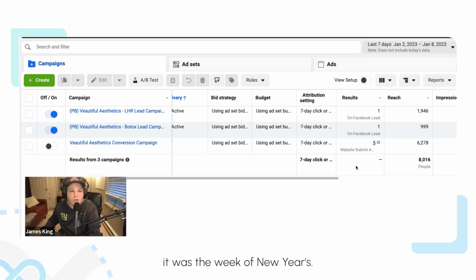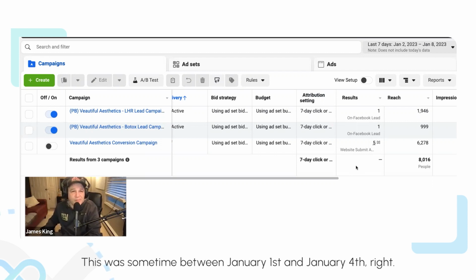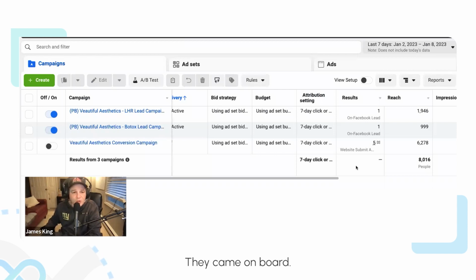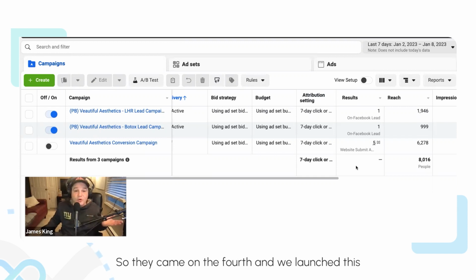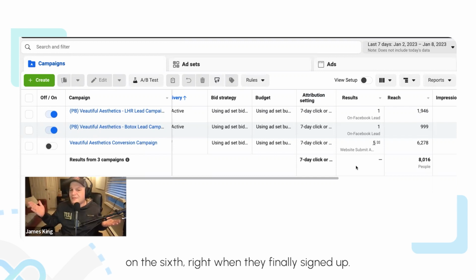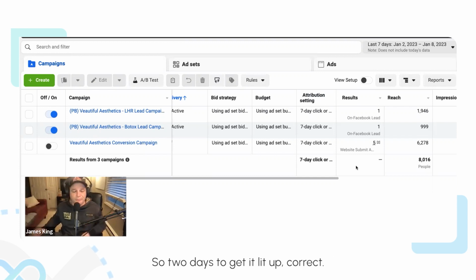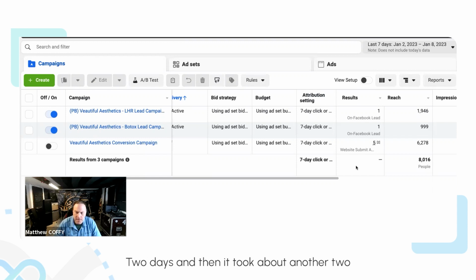It was the week of New Year's. This is now January 9th. This was sometime between January 1st and January 4th, right? They came on board, and once they signed on, they got to work on putting the creatives and the ads together, and waited for the approval. So they came on the 4th and we launched this on the 6th, when they finally signed up. 2 days to get it lit up. Correct. 2 days. And then it took about another 2 or 3 days for it to produce results.